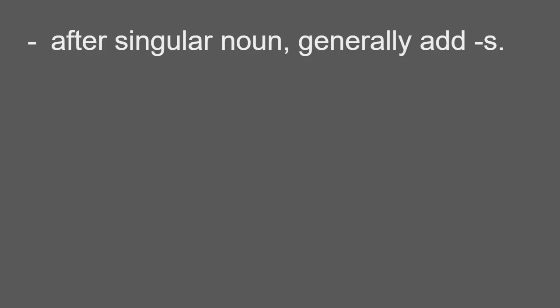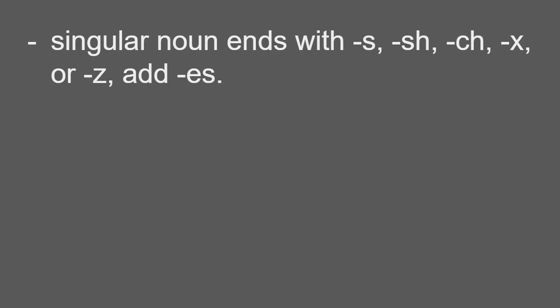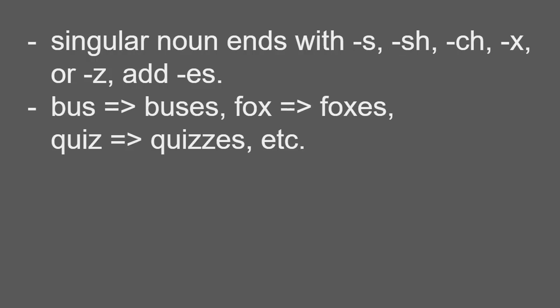Generally, add s after a singular noun, like cat becomes cats, pen becomes pens, table becomes tables, etc. If a singular noun ends with s, sh, ch, x, or z, then you have to add es, like bus becomes buses, fox becomes foxes, quiz becomes quizzes, etc.